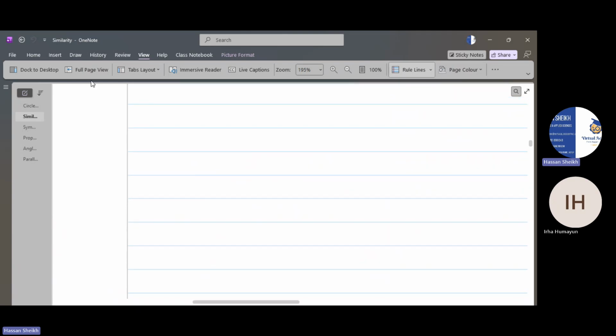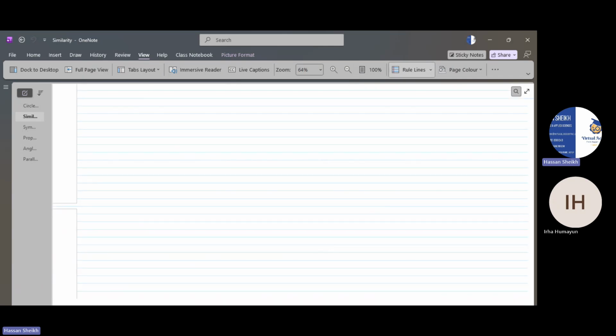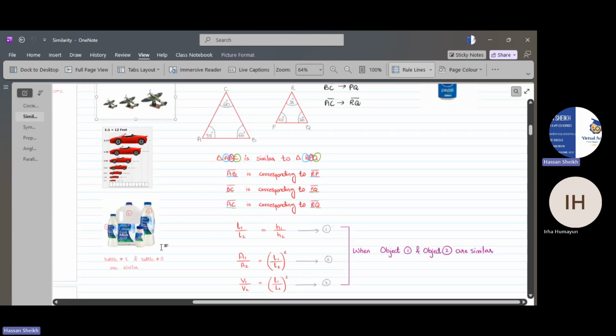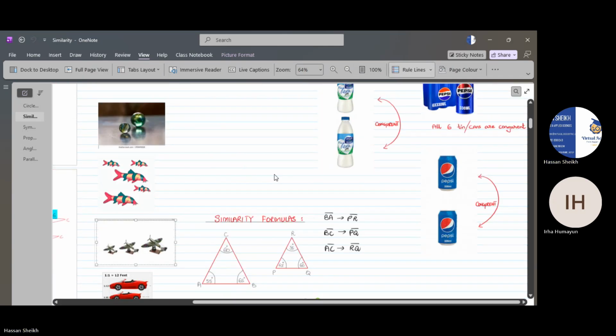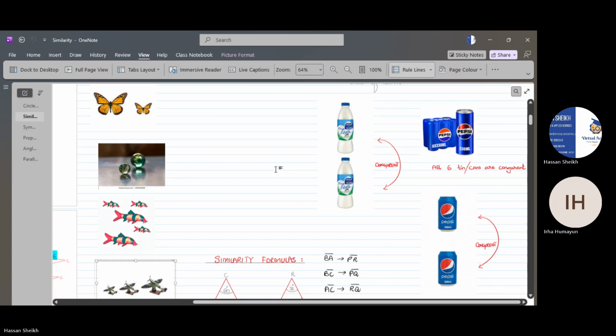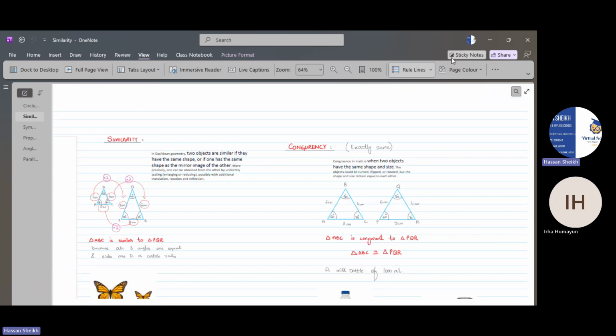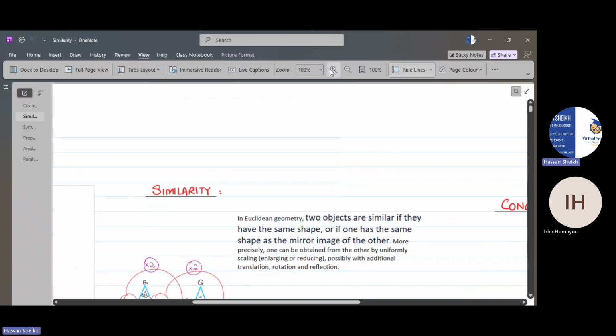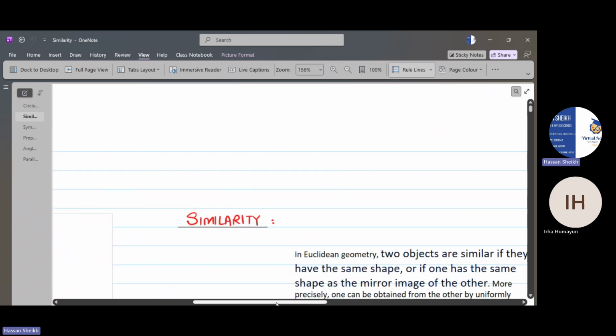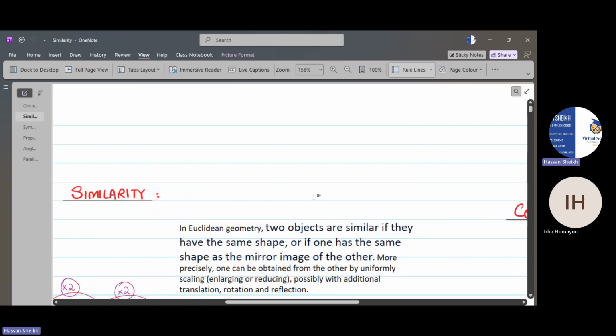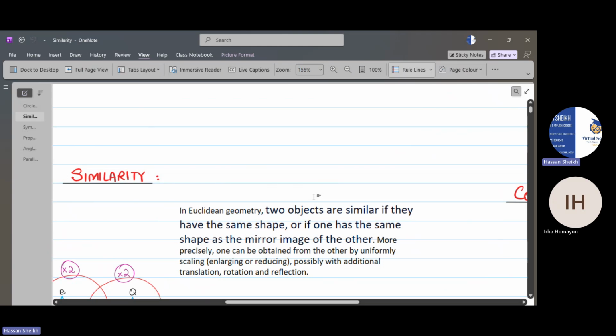We have other examples here. Maybe I've loaded these examples or not. Let me check. Yes, we do have them. Do you understand that similar objects have the same shape, but their size varies? Agree? Yes, sir.